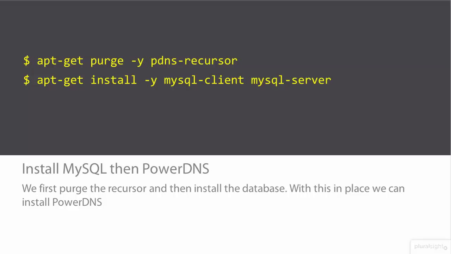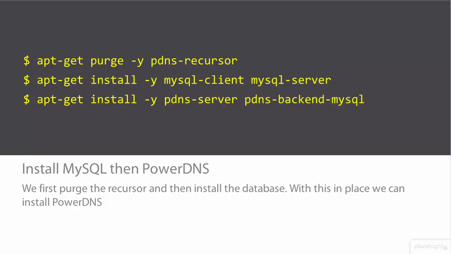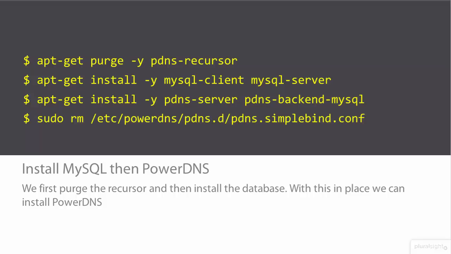We can then install our database backend, so we're installing the client and the server. We need the database in place because during the installation we can then create the database on the database server. So whilst we're installing the PDNS server and the PDNS backend MySQL, it will then go through and run a config for us. This way we don't have to worry about creating the database and the database objects such as the tables ourselves.